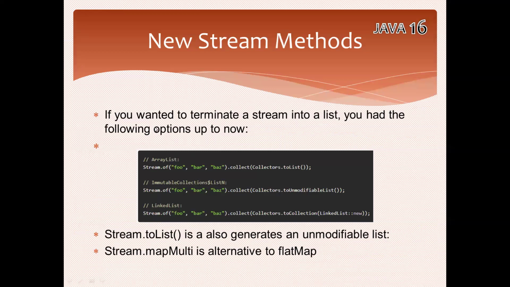Have a look, guys. If you want to terminate a stream into a list, right now everyone does it this way. If we are using a string array list, this is a stream of elements and we are collecting with Collectors.toList, Collectors.toSet, Collectors.toMap. See here, this is for the map.